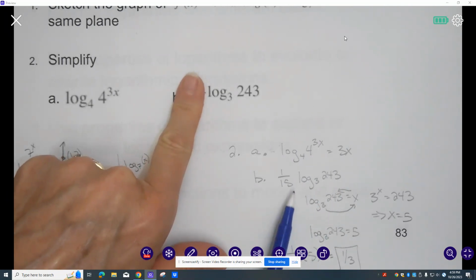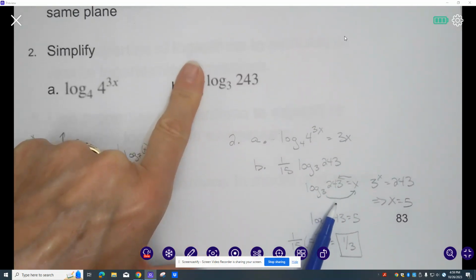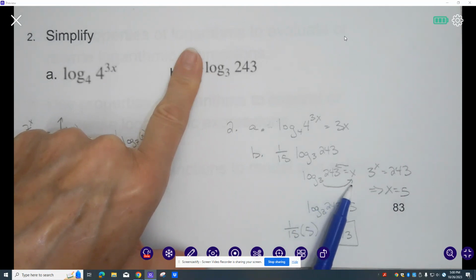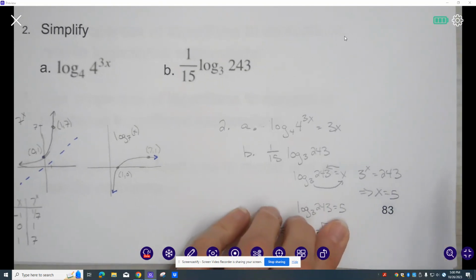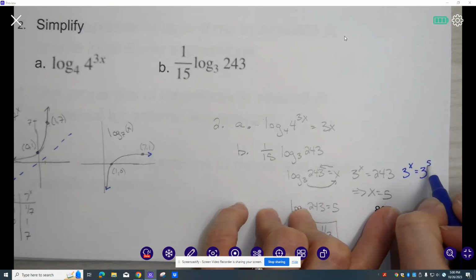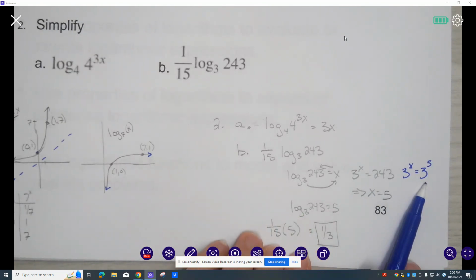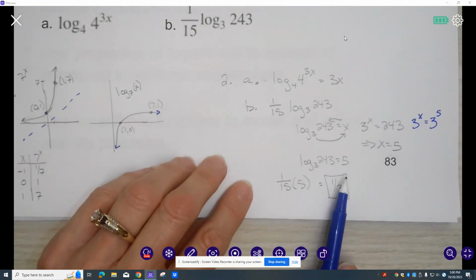This one, if you ignore the 1/15th and just think about simplifying log base 3 of 243, I can set it equal to x and rewrite it as an exponential, because I don't know what log base 3 of 243 is. If I rewrite it, I can think, okay, 3 to the x equals 243. 243 is the same as 3 to the 5th, so x is 5. So all of this simplifies to 5.